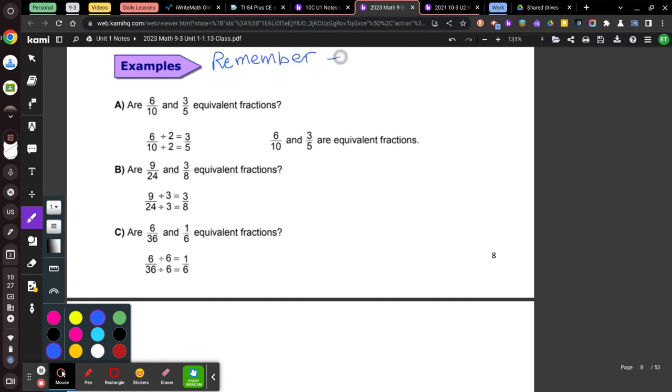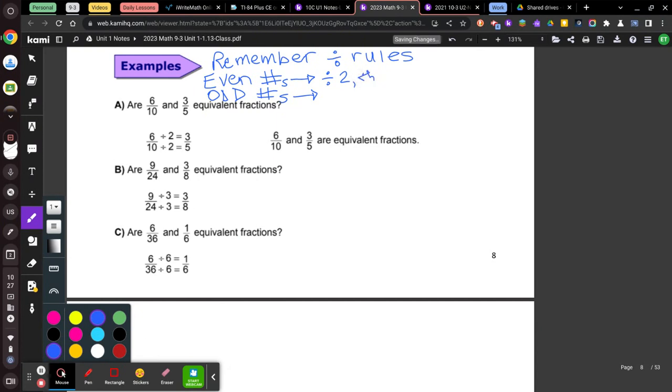Okay, we have to remember our division rules. So, even numbers. What do we start dividing even numbers by? What do you think? Who remembers? What do you start dividing even numbers by? 2. Good. So, we divide by 2.